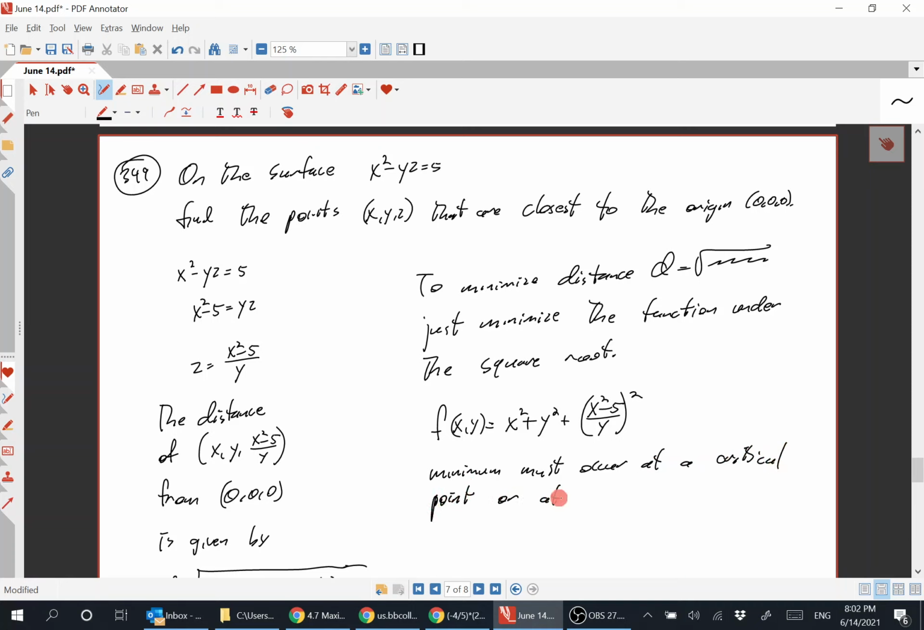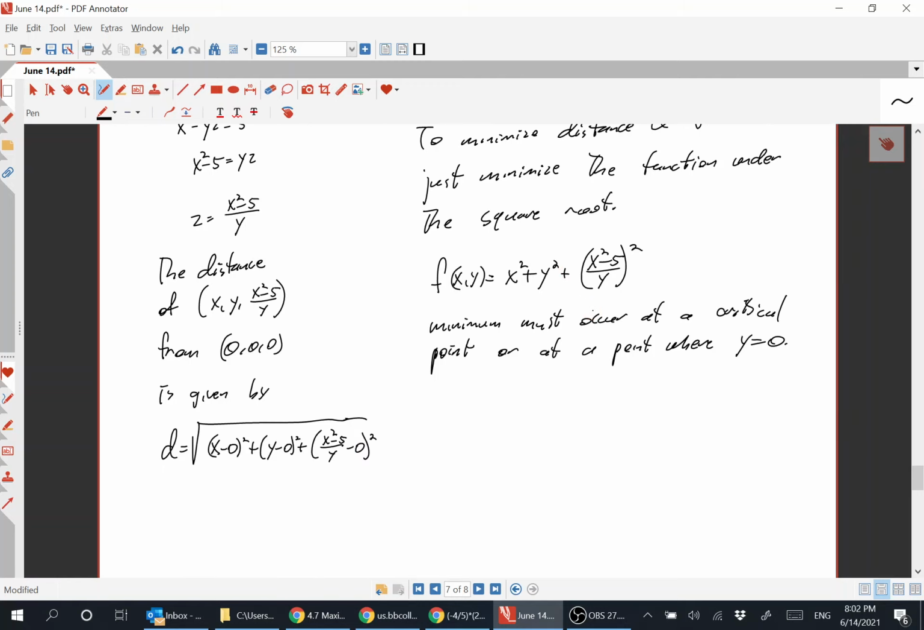Or at a point where y is equal to 0, right? Because the surface is defined when y is equal to 0. You've got x equal to plus and minus root 5, and z can be anything. So in particular, z could be 0. But we'll look at those later. So the minimum of this function must occur at a critical point.